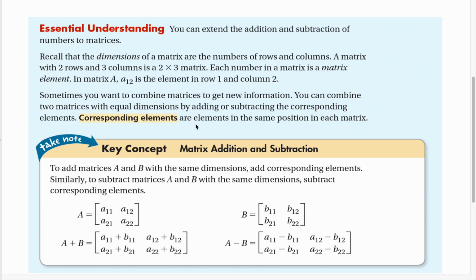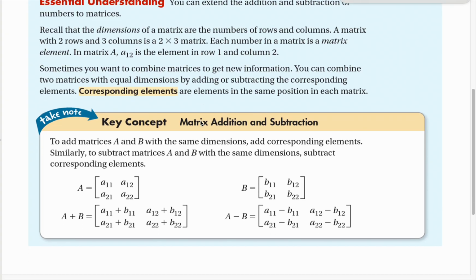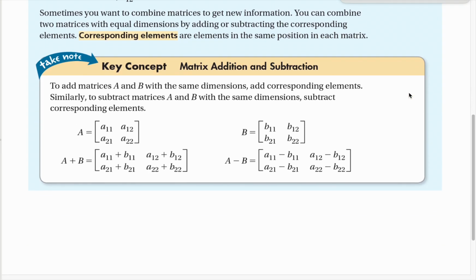Sometimes you want to combine matrices to get new information. You can combine two matrices with equal dimensions by adding or subtracting the corresponding elements. Corresponding elements are elements in the same position in each matrix. And here's an example. It demonstrates right here what we just talked about. And so you can pause the video and look at this.